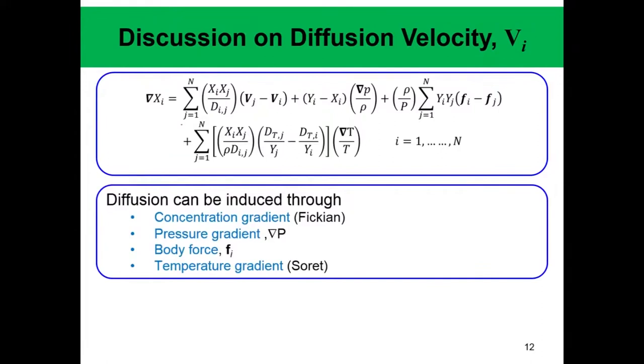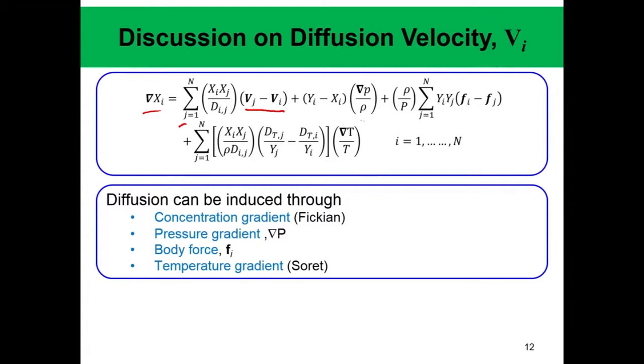Once again, note here there is a correction: the summation over j goes from j equal to 1 to n instead of i equal to 1 to n. So this means that this gradient of the concentration can arise due to this difference of the species diffusion velocities Vj minus Vi.